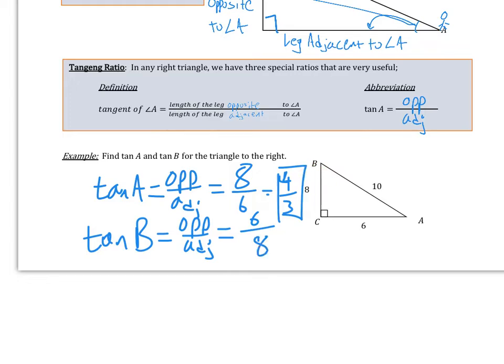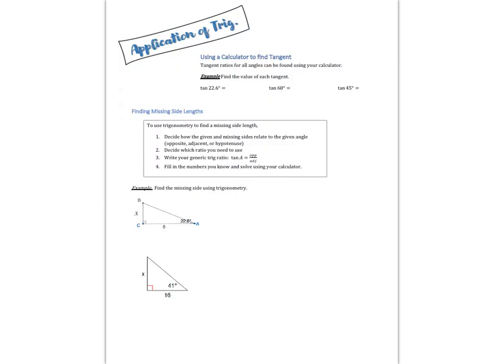So when we say opposite and adjacent, that means how it relates to the angle that we are working from. Angle A to start, and then angle B. And so we have two tangents, 4/3 and 3/4. So we've got this ratio called the tangent ratio. And now we want to actually use it.